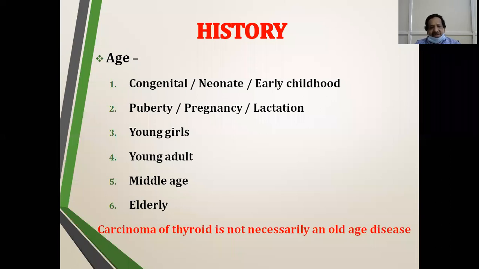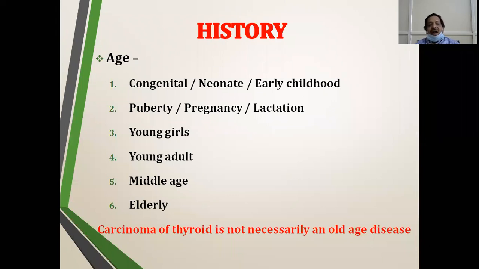Unlike other carcinomas, carcinoma of thyroid is not necessarily an old age disease. Especially papillary carcinoma of thyroid occurs in young adults. And rarely medullary thyroid carcinoma, when it is occurring in a familial form, it occurs even in neonates or infants, or rarely early childhood. This is the importance of age in a case of carcinoma thyroid.